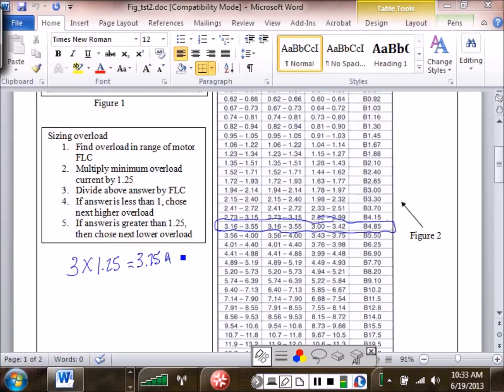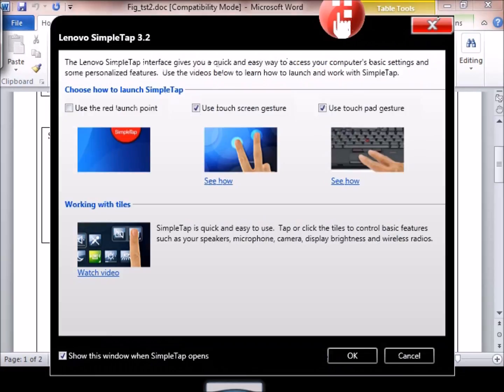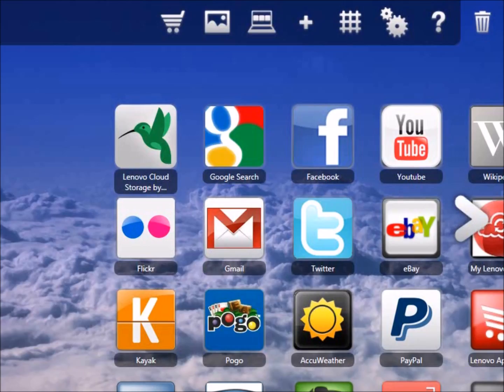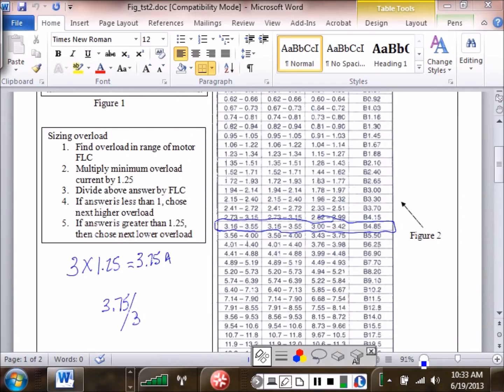Okay. And then what does it say? Take this and divide it by the full load current. So I'd say 3.75, and I would divide that by 3. What do we come up and get? Okay, we're right on the hairy limits on this one. Now, 1.25.